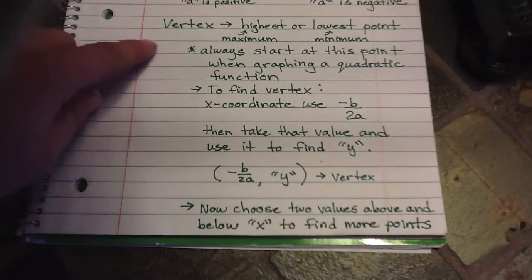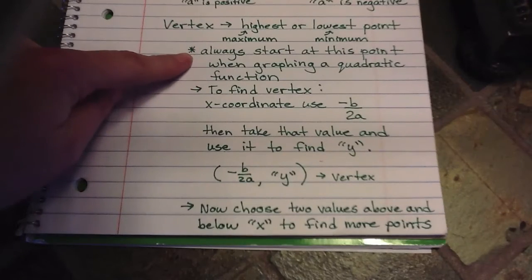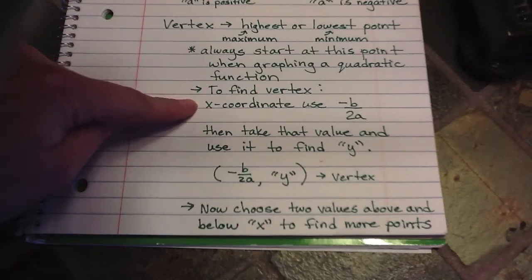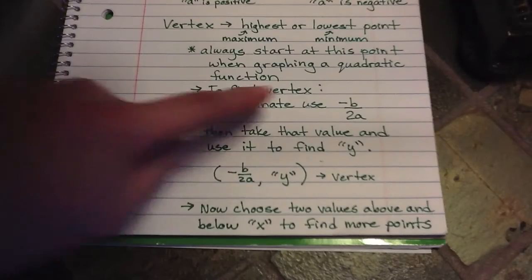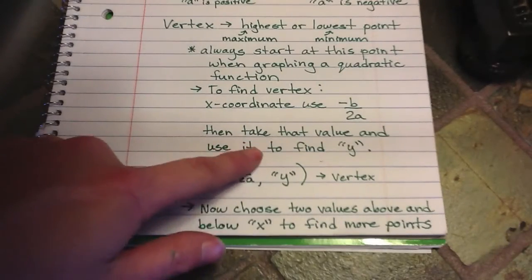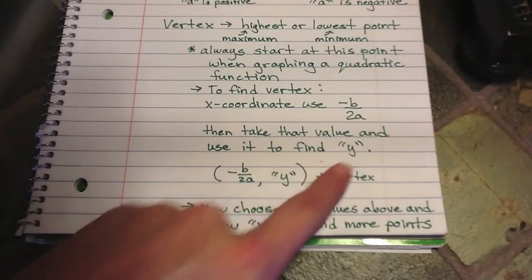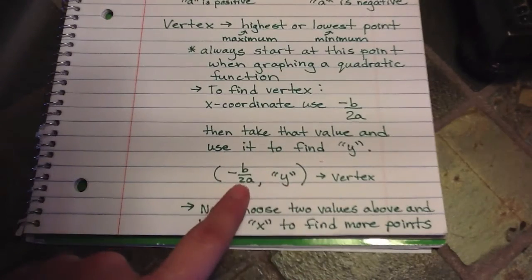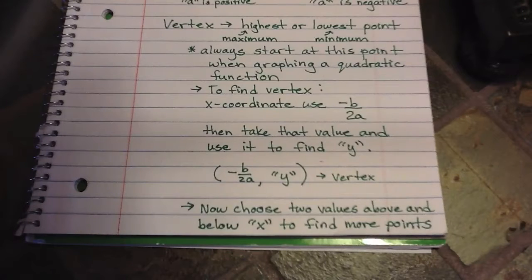Okay, so the vertex is your highest or your lowest point, your maximum or your minimum. Remember, when you're asked to graph, you always start at that point. And then to find your vertex, your x-coordinate, you always use that formula we talked about today, the negative b over 2a. And then you take whatever value you find for that, plug it into the original equation or function to find your y, and then you'll end up with a point. So you get x by doing negative b over 2a, plug that in to find y, there's your point. Plot that point, that's where you're going to start.